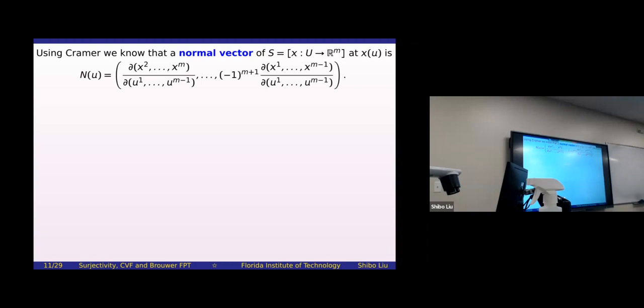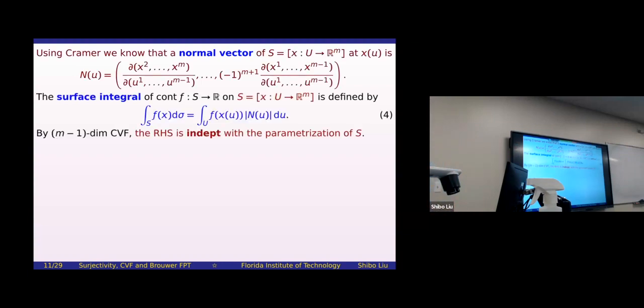This is something we know in calculus, multivariable calculus. But this is just the higher dimensional counterpart of that result. And the proof is also easy using Cramer's rule. It is very easy. I will not explain more detail here. Then once you know the normal vector determined by the parametrization of the surface, we can define the surface integral for any continuous function defined over the geometric surface S. The surface integral is defined using the parametrization X.